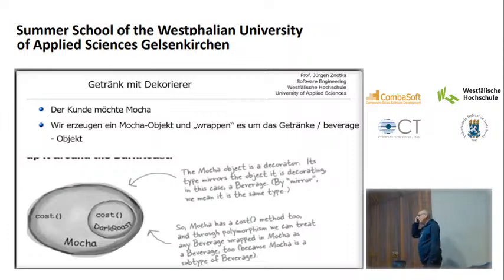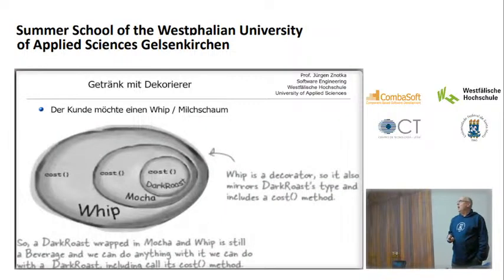So the mocha object is what we call a decorator. Its type mirrors the object it is decorating, in this case, a beverage. By mirror, we mean it is of the same type. Interesting point, mocha is of the same type as the coffee. Mocha has a cost method too. For polymorphism, we can treat any beverage wrapped in mocha as a beverage too, because mocha is a subtype of beverage. It's a little bit strange. We usually have no feeling that a mocha is a beverage, but we implement it like this.